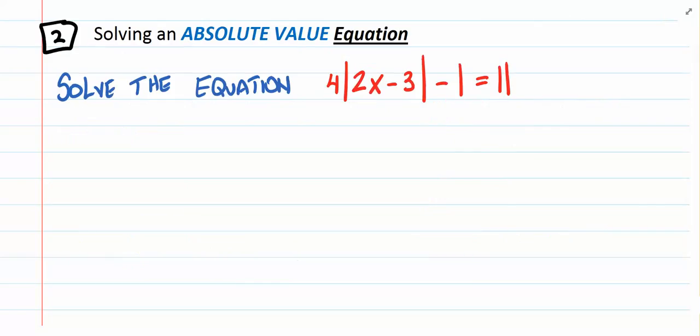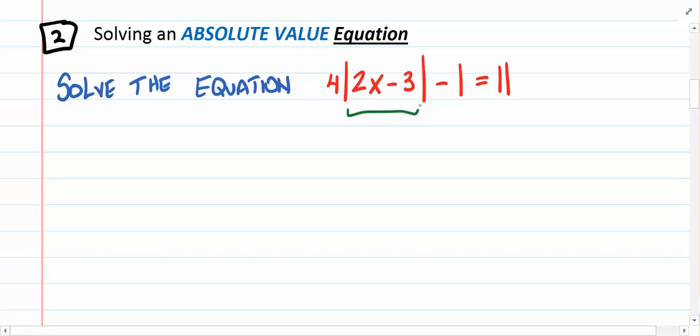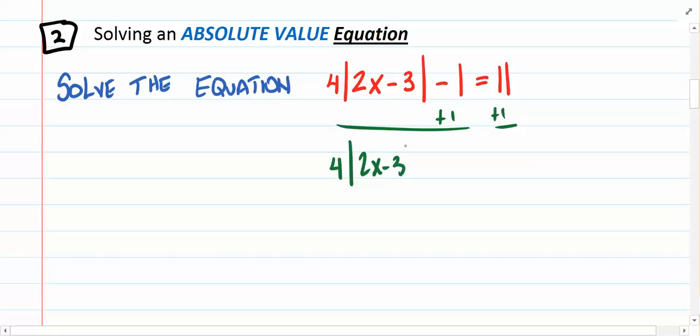Box number 2 is another example. It's a little bit more complicated, so let's try and solve this one the same way. First, we want to isolate everything inside the absolute value bars. So to do that, we're going to add 1 to both sides. So we get 4 times the absolute value of 2x minus 3 would now be worth 11, and 1 is worth 12. Next, I would then divide both sides by 4 to isolate my absolute value bars.